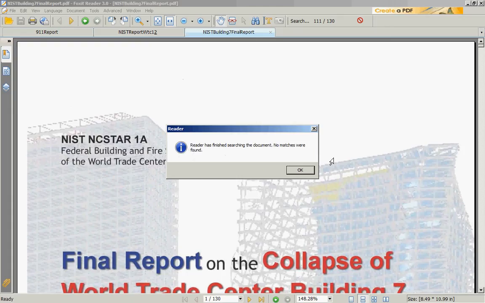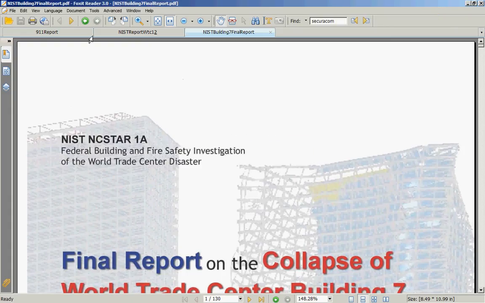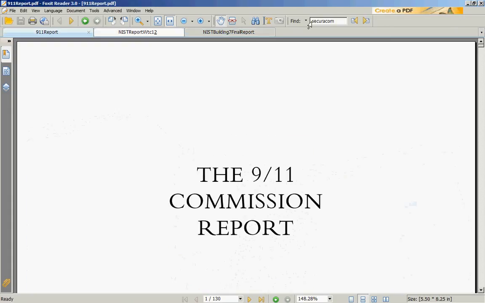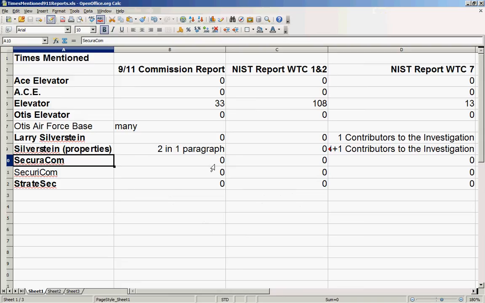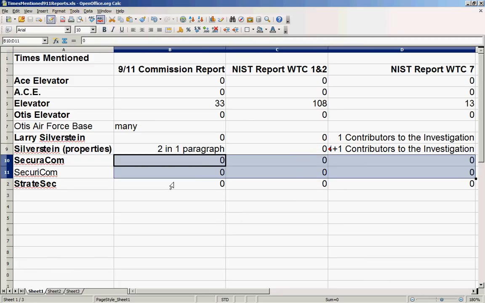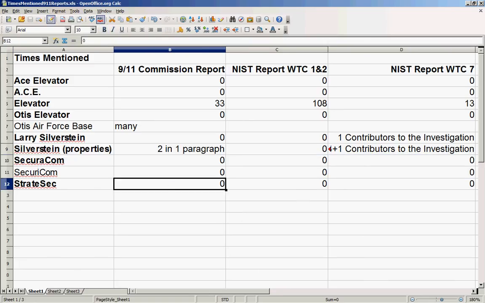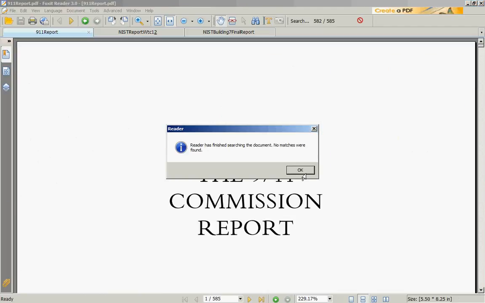Nothing. Now possibly that was spelled wrong. Maybe Securacom. Maybe Paul Zelikow, who wrote the 9/11 Commission report, maybe didn't know how to spell Securacom. Nope, not there either. So I did the check for that before and found that there was no mention of Securacom under any spelling in the 9/11 Commission report. All 0. Securacom changed its name to Stratasec, and I also did a check there.